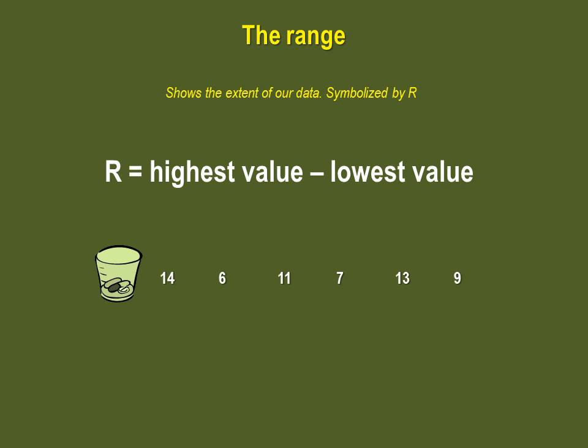For example, if we were to calculate the range for painkillers B, we take our highest value, which is 14, and subtract from that our lowest value, which is 6. The range of values for painkillers B is 8. Note that for distributions with a lot of values, it could help to arrange the values in order before proceeding.